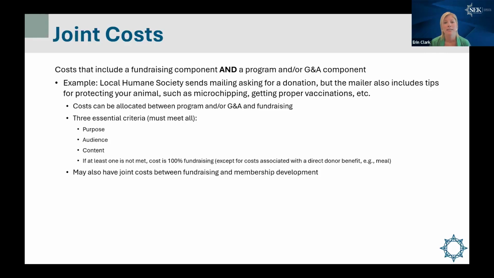And again, that's where the detail goes on the next couple of slides, but I am going to breeze through that just in the interest of time and to allow for additional questions, so that this is relevant for all of you. But the three criteria that have to be met are purpose, audience, and content. If at least one of those is not met, the cost is 100% fundraising.